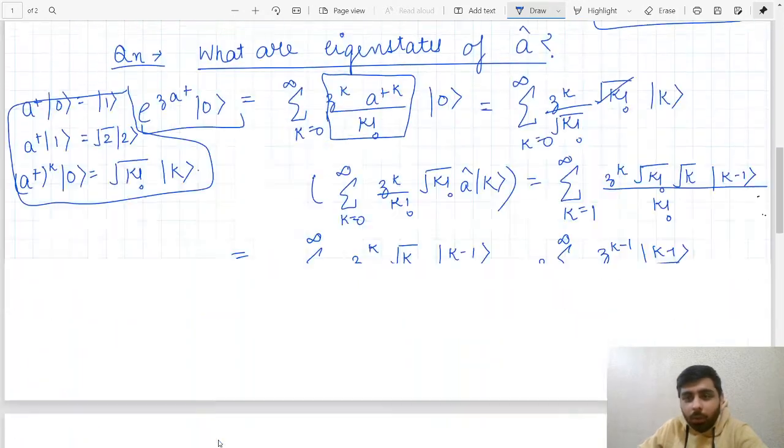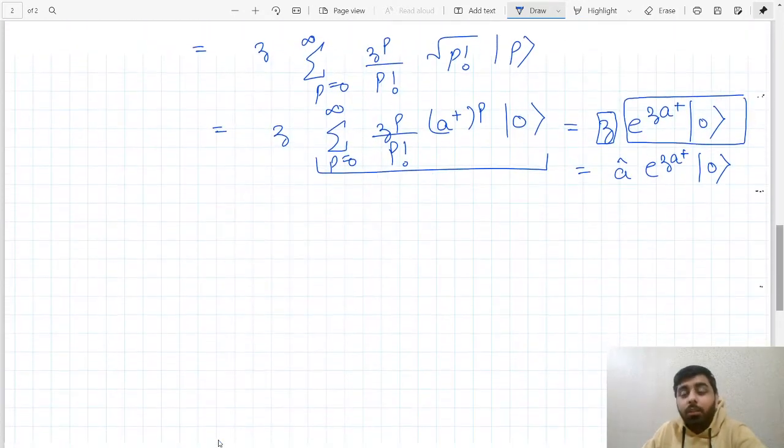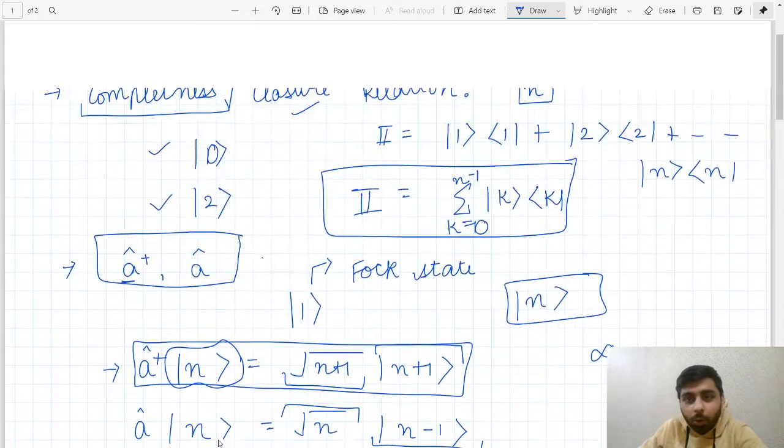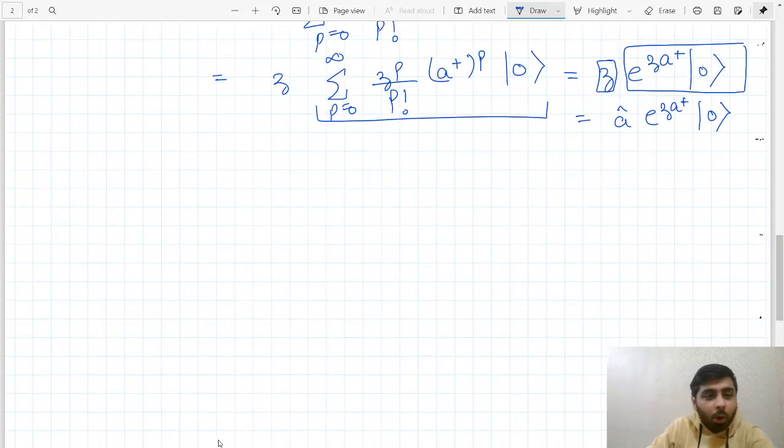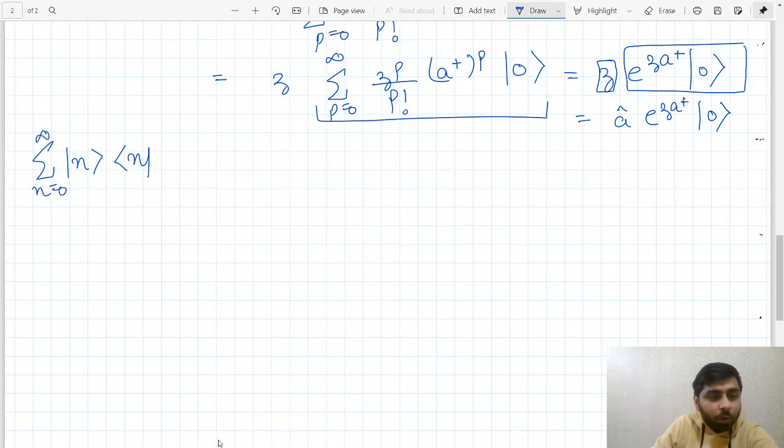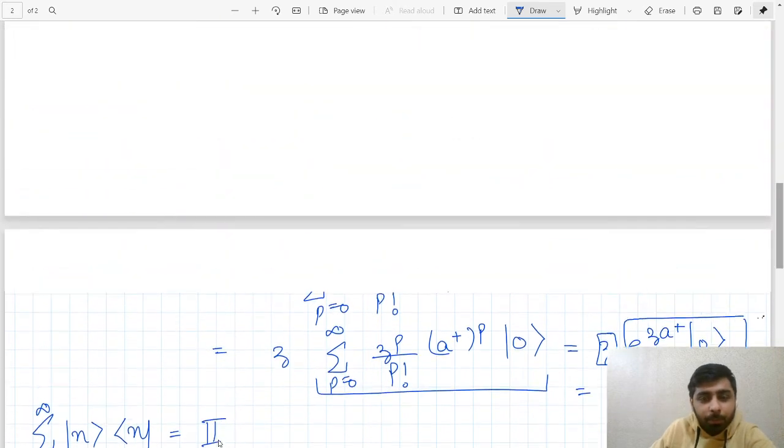So now, okay, we have done all this, but now you may ask, what is the use of all this? We're going to talk about the use just now. We have already talked about how to write the closure relation using the Fock states of the quantum harmonic oscillator. We've already talked about how this is equal to identity, but now I ask a very simple question.